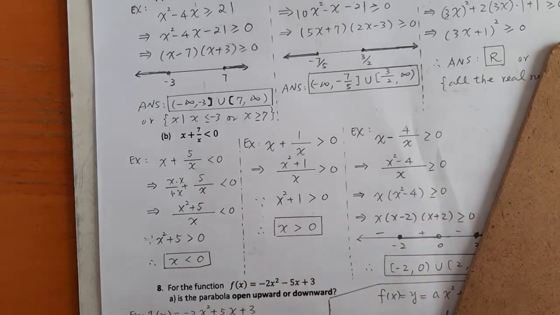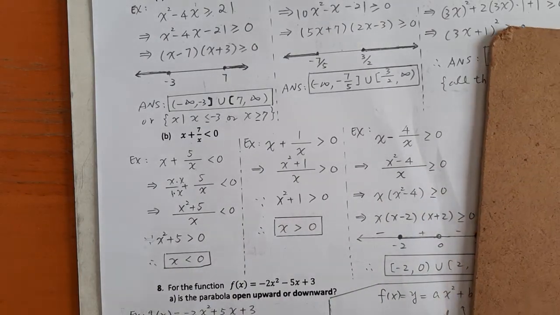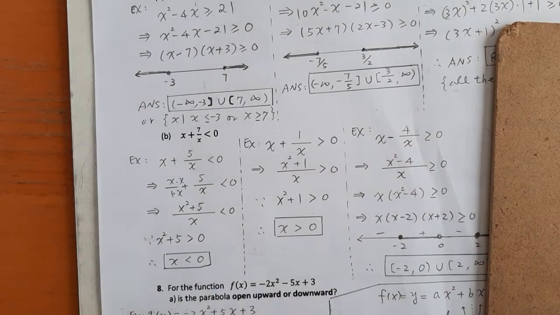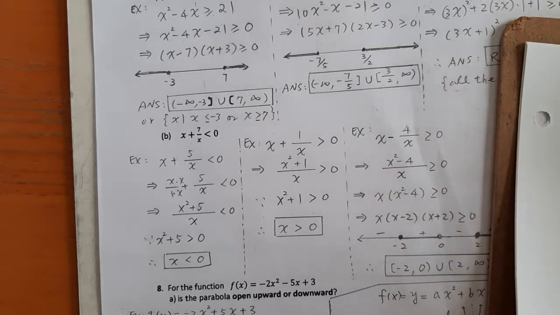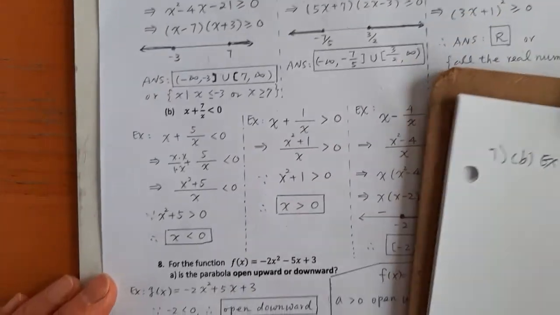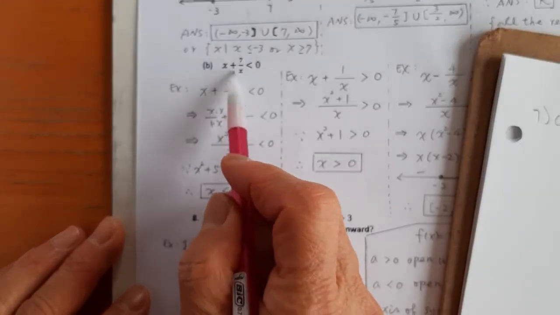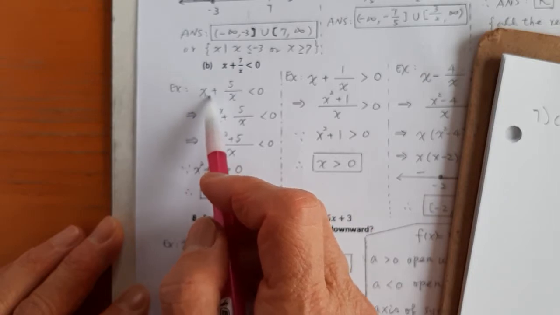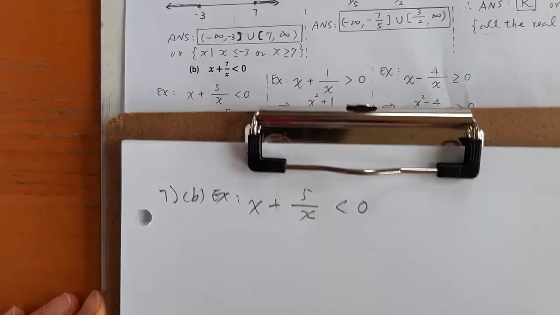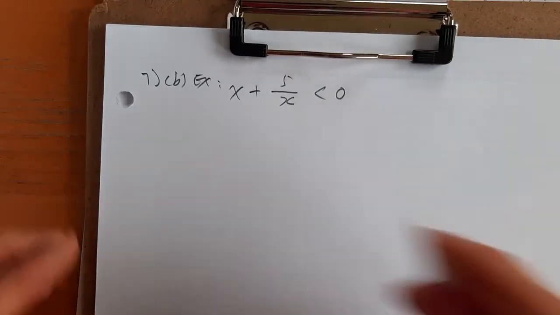Then question 7b. Now let's put an example like this: x plus 5 over x less than 0.